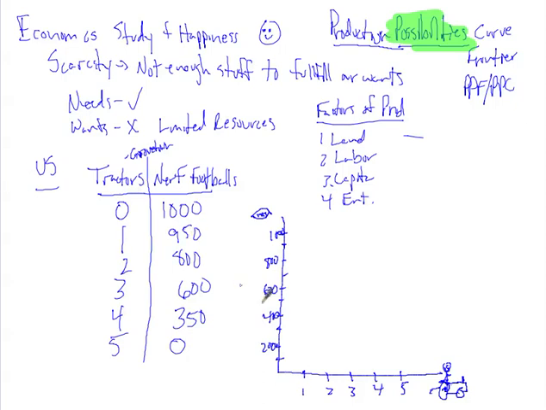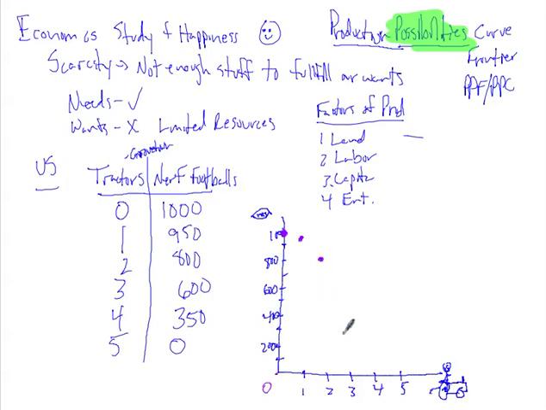So we say, okay, if we produce 0 tractors, here's 0 right here, then we can produce 1,000 Nerf footballs. All right, so we're just going to put a dot there, and that's one of the production possibilities that we have. If we decide to produce 1 tractor, that means we can produce 950 Nerf footballs. So 1 tractor, somewhere around 950. All right, then we've got 2 and 800. So 2 tractors and 800.